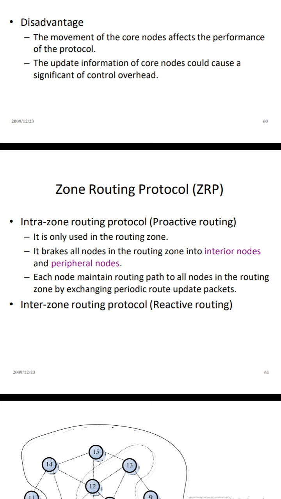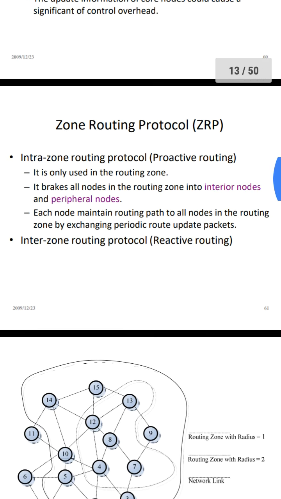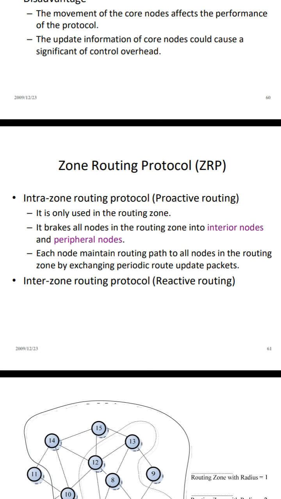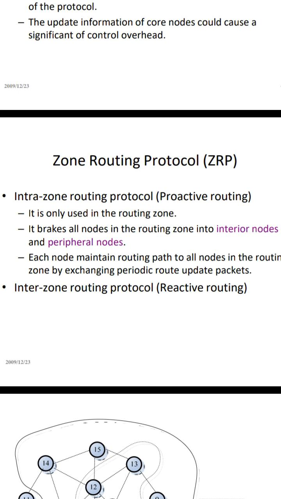So in this zone routing protocol, there are two types of zones. One is intra-zone and another is inter-zone. Intra-zone follows a proactive routing protocol. In the inter-zone, a reactive routing protocol is followed. So intra-zone means it is only a routing zone.